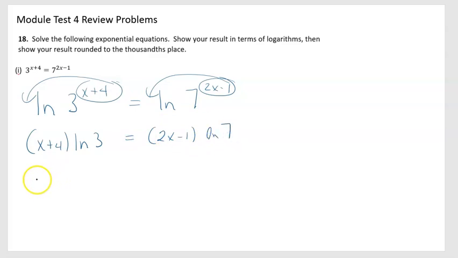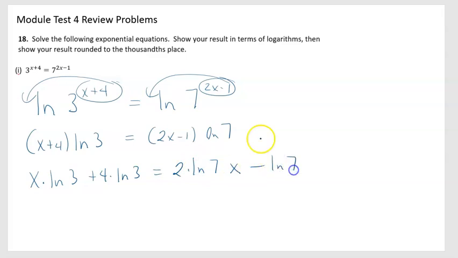Now let's distribute. So you have x times the natural log of 3 plus 4 times the natural log of 3. And you know what? Why did I distribute this time when usually I just divided by the natural log of 3? Because there's x's on both sides of the equation. And in that case, you've got to distribute so you can collect all of your x's on one side. Okay, so we'll do the same thing on the right. I have 2 times the natural log of 7, x minus the natural log of 7. Again, I'm taking that whole thing times 2x, and then that whole thing times negative 1.